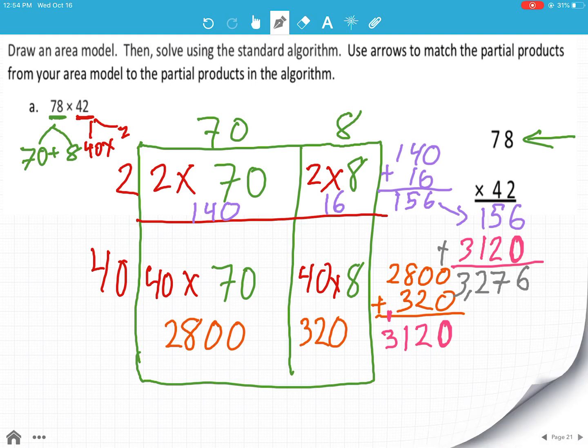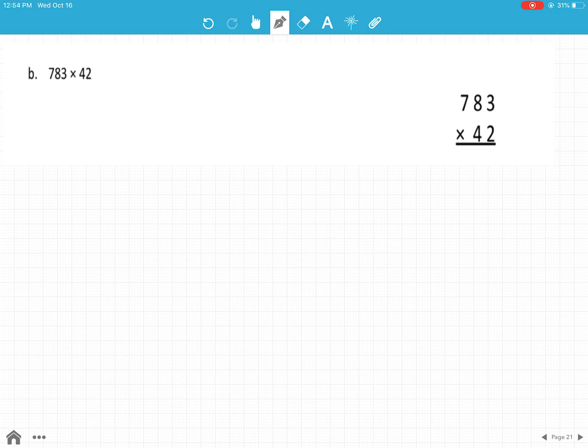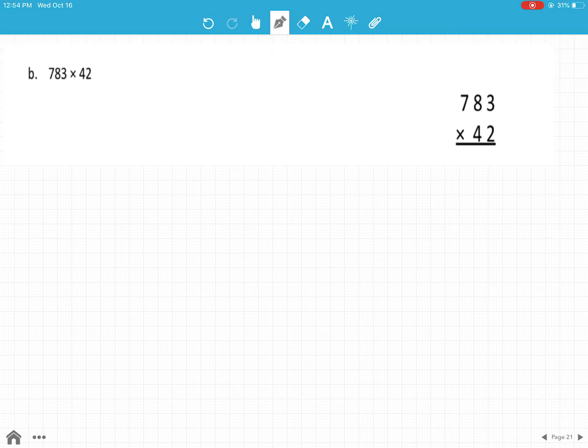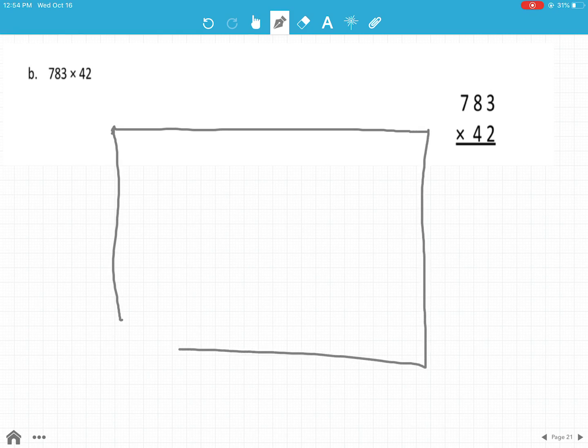That was a 2-digit by 2-digit. Now we have a 3-digit by 2-digit. What's going to happen here, we're going to make a longer area model.